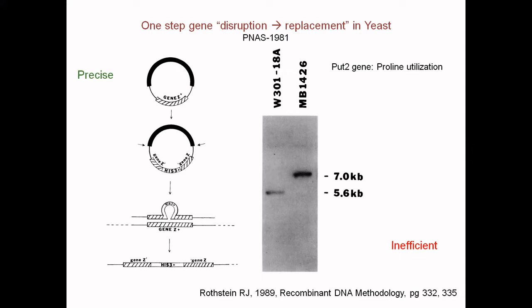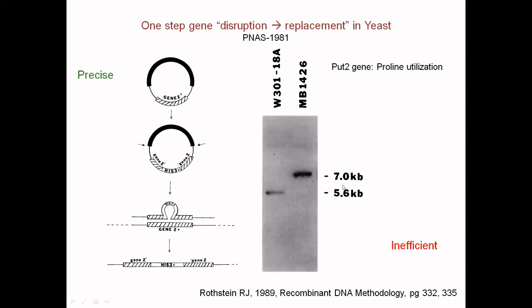cut by the SacI restriction endonuclease on both sides, the wild type as well as the transformed gene, and they will run in agar gel, and we can see there is a difference in the size. When there is an insertion in the middle of the gene, we can see there is an increase in the size of the gene. So this is the first time that one step gene disruption was done as a replacement in the yeast. This was published in 1981.